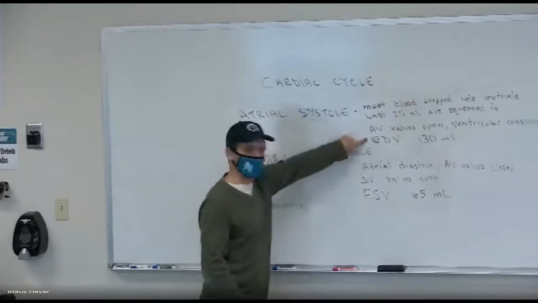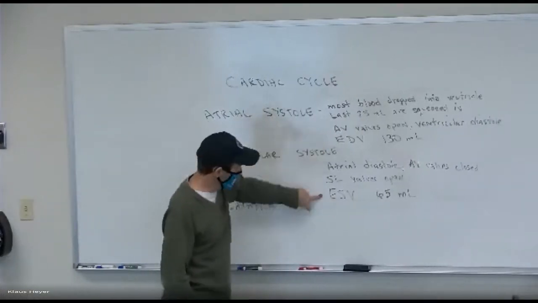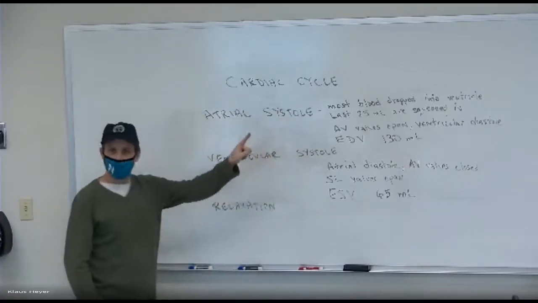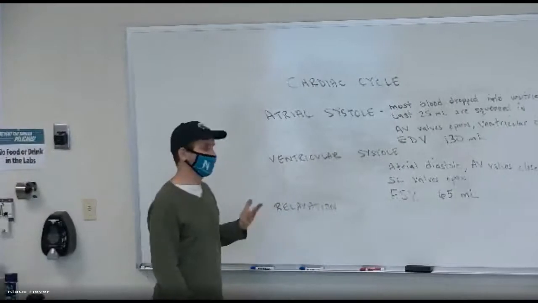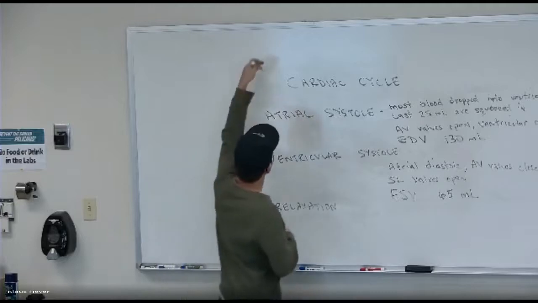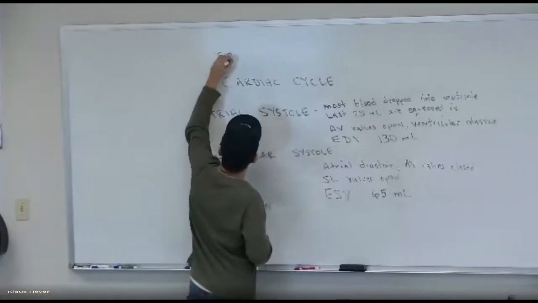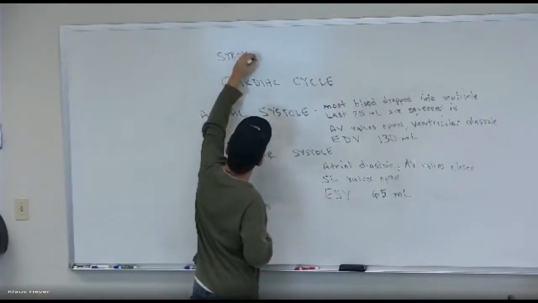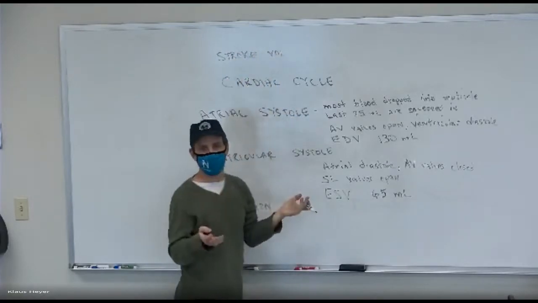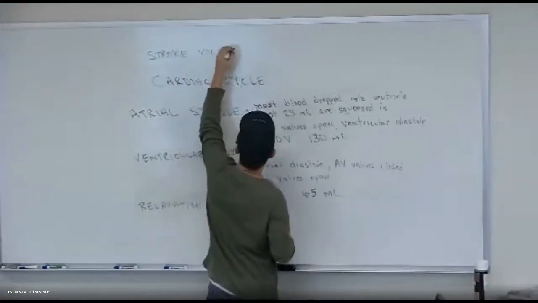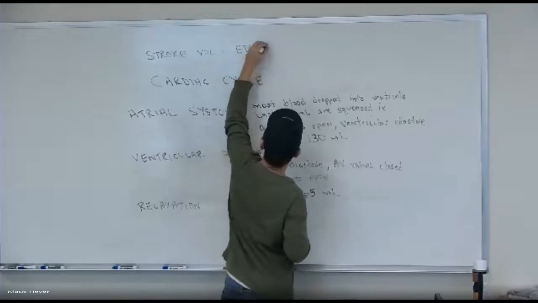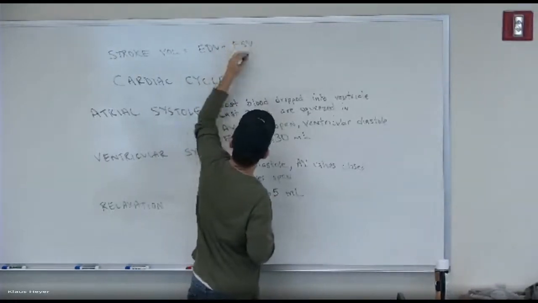So how much blood's in the ventricles before it contracts? How much blood's in the ventricles after it contracts? If I subtract the 2 numbers, that gives me something called stroke volume, which you need to know. So stroke volume, that's saying how much blood are we pushing out of the heart. So it is end diastolic volume minus end systolic volume.